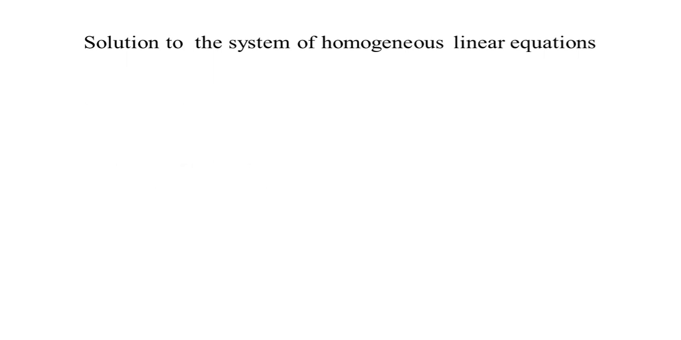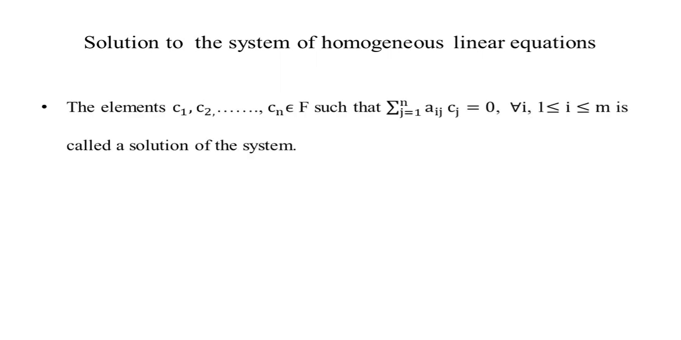Solution to the system of homogeneous linear equations. The elements c1, c2, etc., cn in F such that the sum over j equal to 1 to n of aij cj equal to 0 for every i, 1 less than or equal to i less than or equal to m, is called a solution of the system. That means the scalars c1, c2, etc., cn satisfy the system of homogeneous linear equations, the sum over j of aij xj equal to 0 for every i.